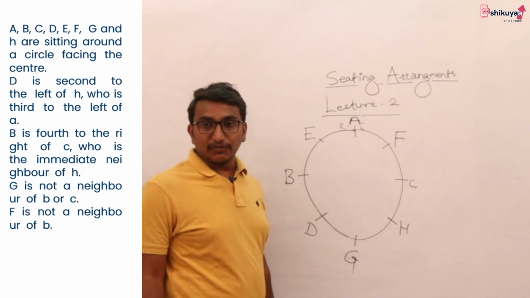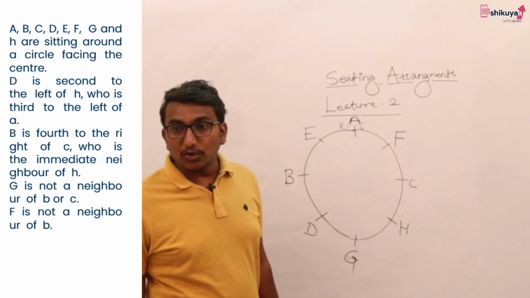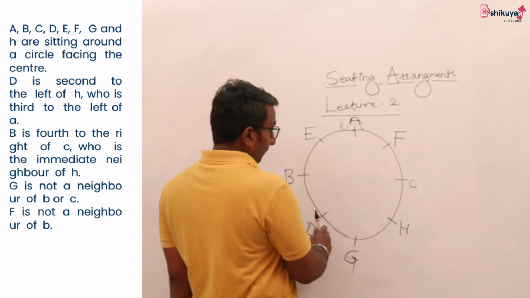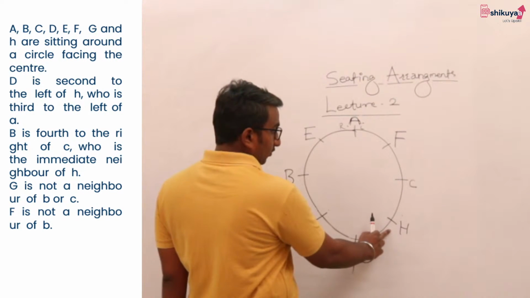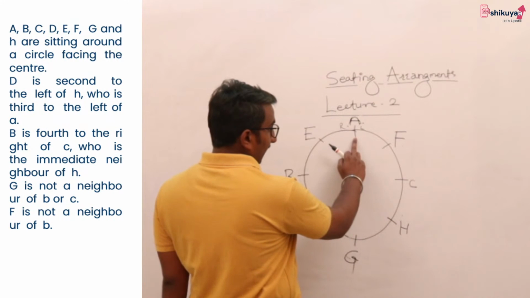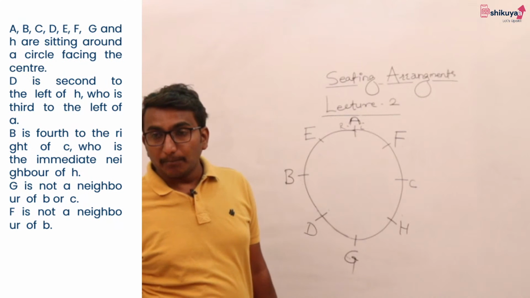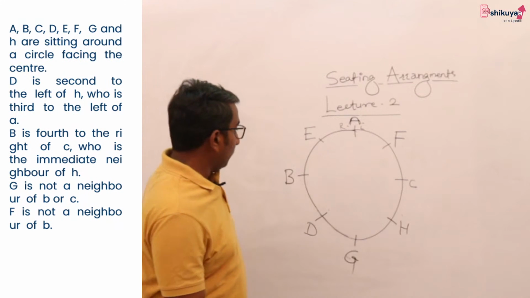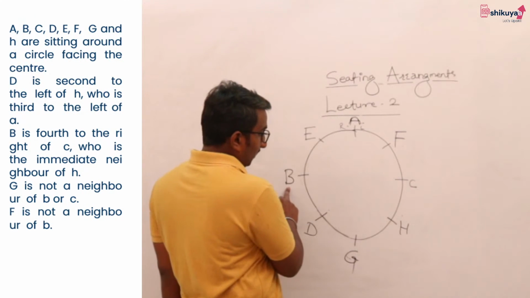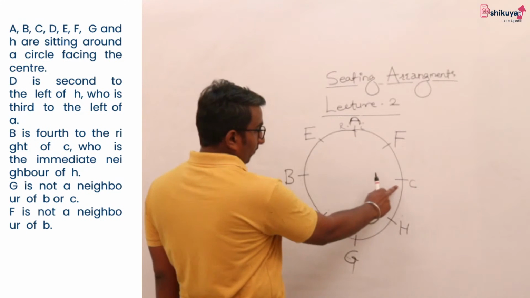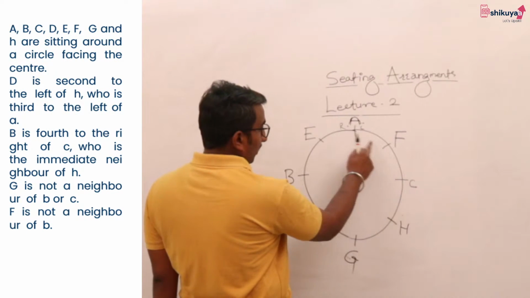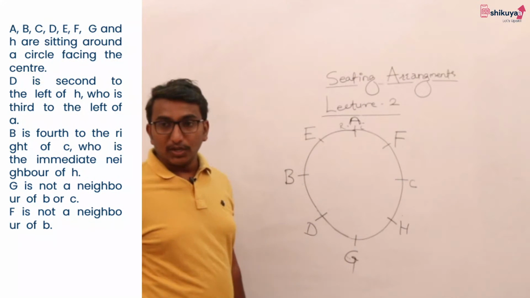First condition is satisfied. Second, who is third to the left of A? H is third to the left of A. So here is A, 1, 2, 3. It is third to the left of A. Next, B is fourth to the right of C. From here, right is this, left is this, 1, 2, 3 and 4. So it is also satisfied.